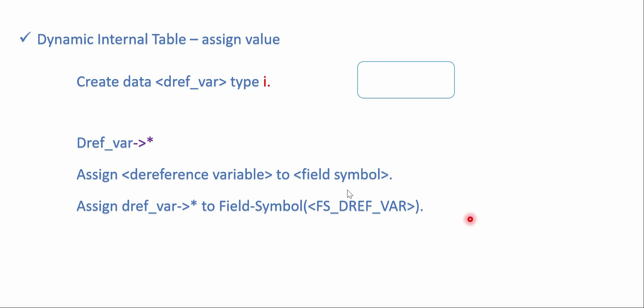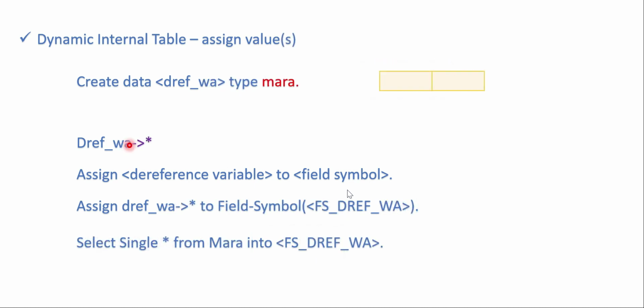Once you assign a value to this field symbol, it's automatically assigned to your reference variable also. So this is the value. If you assign value 10, it automatically reflects in both places, your field symbol as well as your referenced variable. Clear? The same thing applies for your work area also. There is not much change.